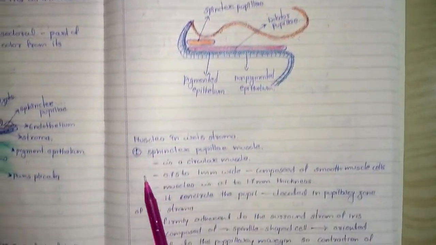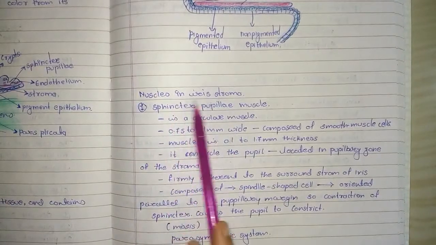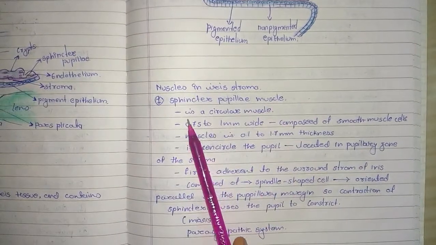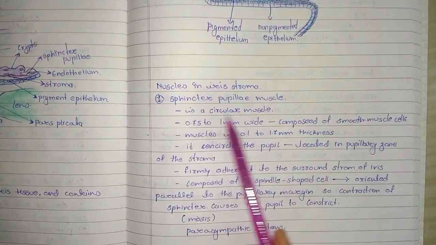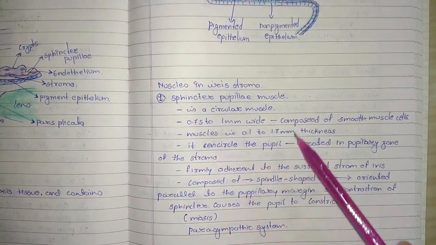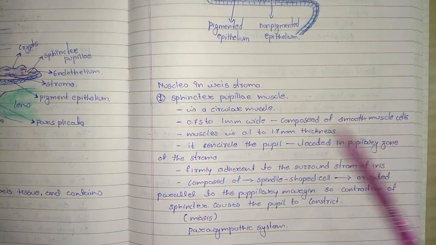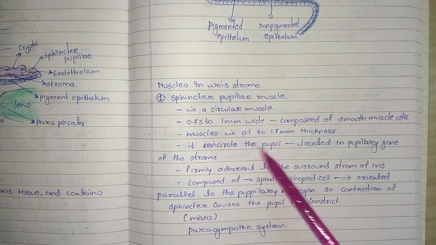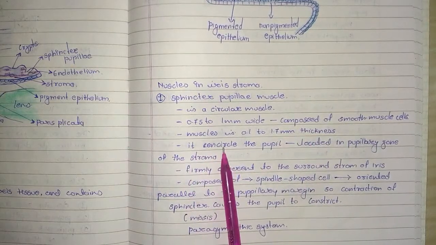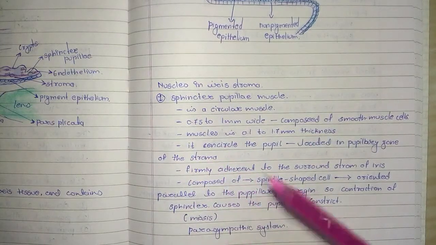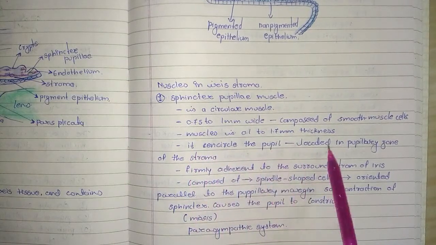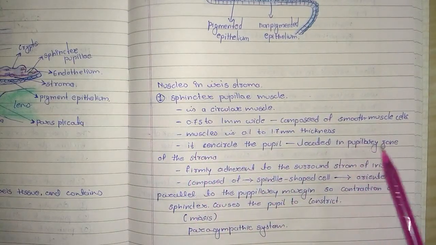Now we are going to see the muscles in the iris stroma. First is the sphincter pupillae muscle. This sphincter pupillae is a circular muscle 0.75 to 1 millimeter wide, composed of smooth muscle cells. The muscle is 0.1 to 0.17 millimeter in thickness and is considerably thicker than the dilator pupillae. It encircles the pupil and is located in the pupillary zone of the stroma.